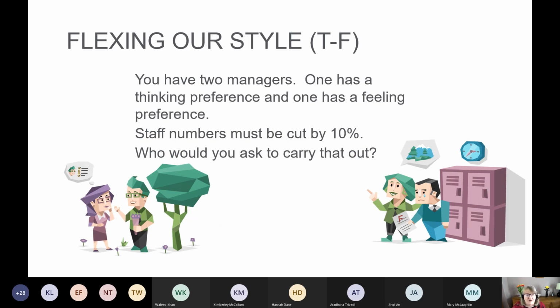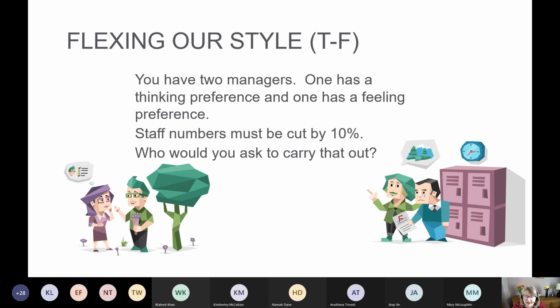Another example then, you have two managers. One has a thinking preference and one has a feeling preference. Staff numbers have to be cut by 10%. Which manager would you ask to carry that out? And why might you ask that manager to carry it out? So again, think about, well, would I ask the person who is going to look at the rationale and be logical about it? Or would I ask the person with the feeling preference who's maybe going to deal with the individuals in a very particular, empathetic way?